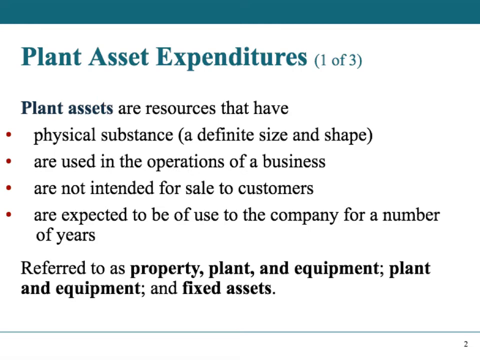Plant assets are resources that have physical substance. So that's to take them away from intangible assets that don't have physical substance. They're used in operations of business, otherwise they will look like investments, and they're not intended for sale. So this one takes them away from inventory. So you have 3 different categories that we take them away from, which is intangibles, investments, and inventory. And they're also expected to be used in the company for a number of years. So these are long-term assets. They're not supplies that will be wearing out much faster. A lot of times you will hear, we call them property, plant, and equipment, or PPE, plant and equipment, or fixed assets. These are all the same things.